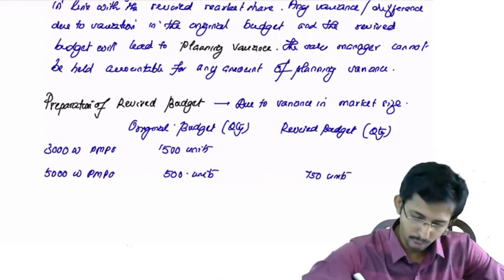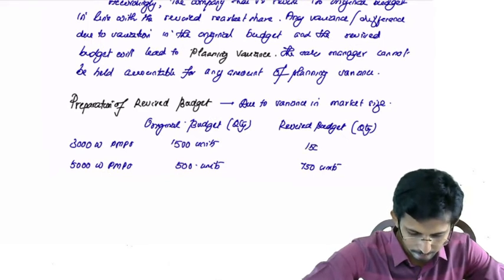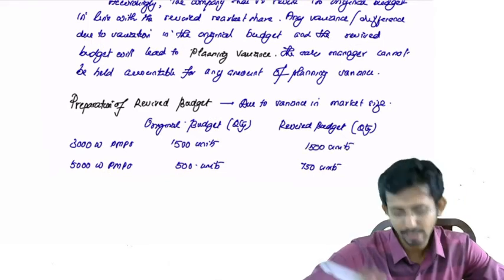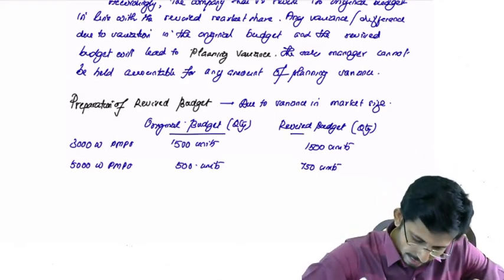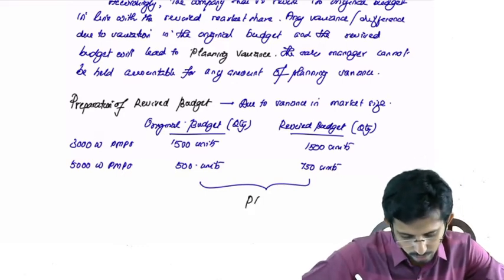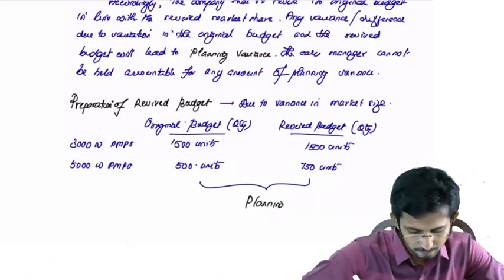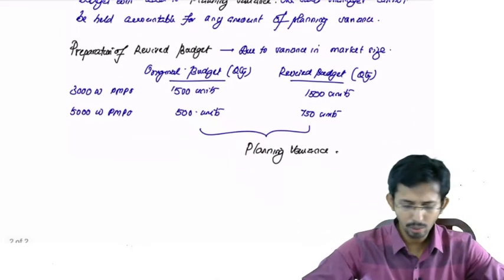Is it clear? And what about 3000? That will be 1500 itself. There won't be any change in that. Is it clear? So this is the revised budget, and the variation on account of this will lead to what? Planning variance. Is it clear? Okay, now let's see what is the requirement of the question.